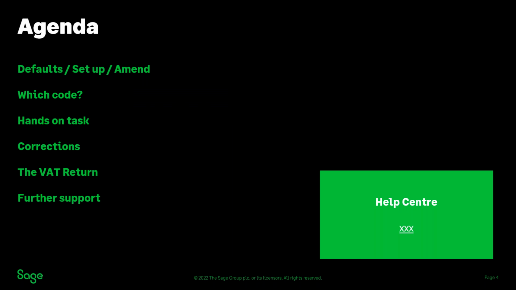So let's have a look at what we're going to be covering. I've got a Help Center link not on there. We're off to a good start. I'll show you how to access the Help Center anyway. We're going to cover the very basics of tax codes today. I'm not going to go into anything too specific. So we're going to cover the default list, the setting up of tax codes, and also if you need to amend them.